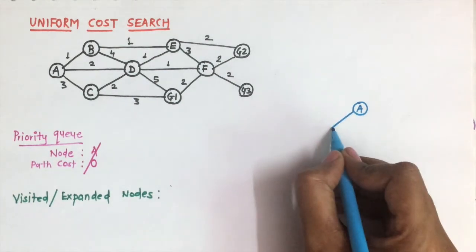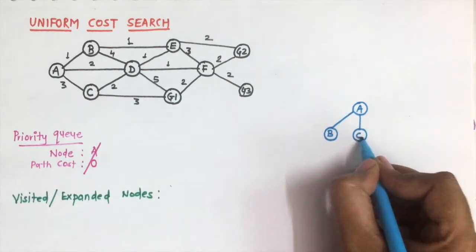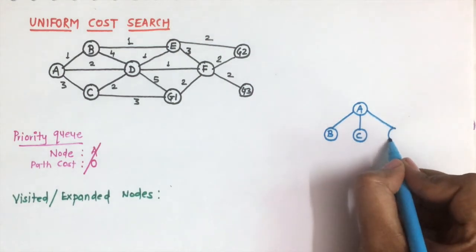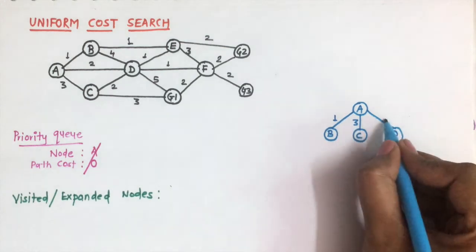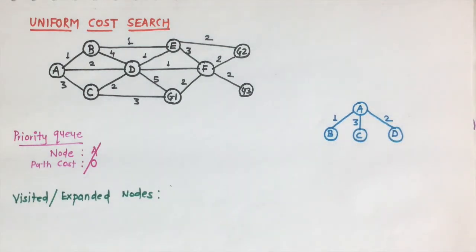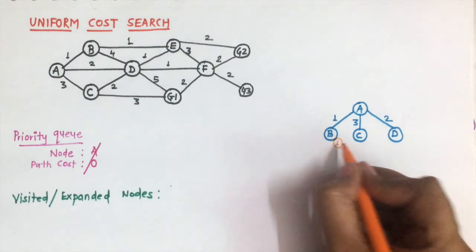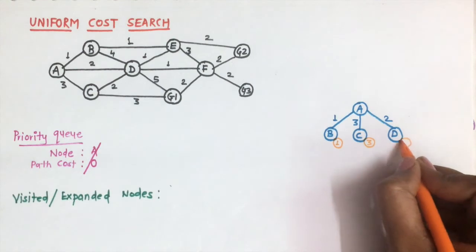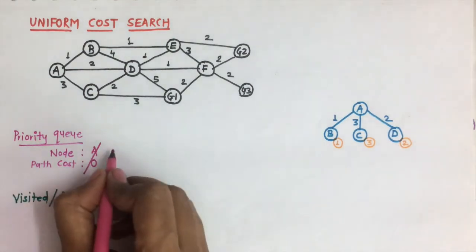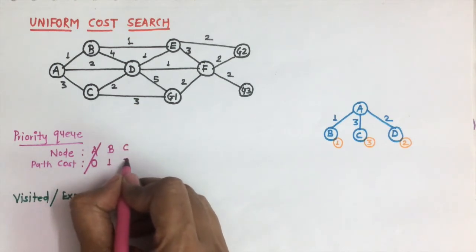There are 3 adjacent nodes to A, node B, node C and node D. Path cost of node B is 1. Path cost of C is 3 and path cost of D is 2. These 3 nodes will be added to priority queue along with their path cost.